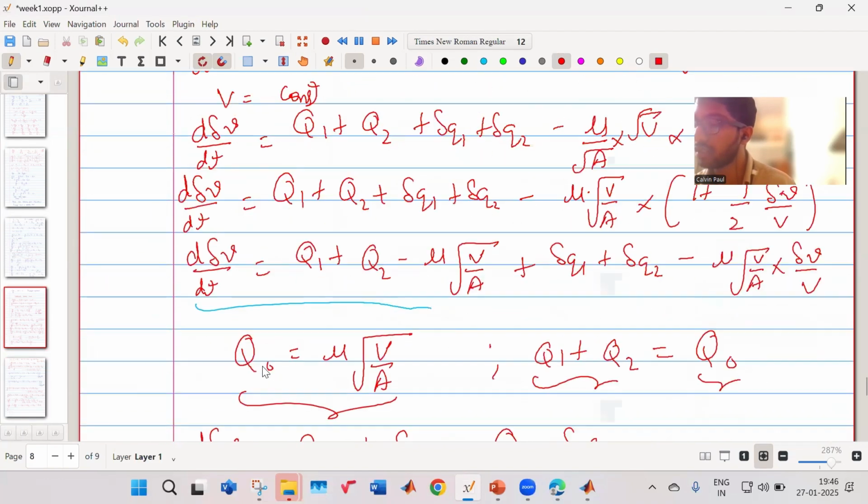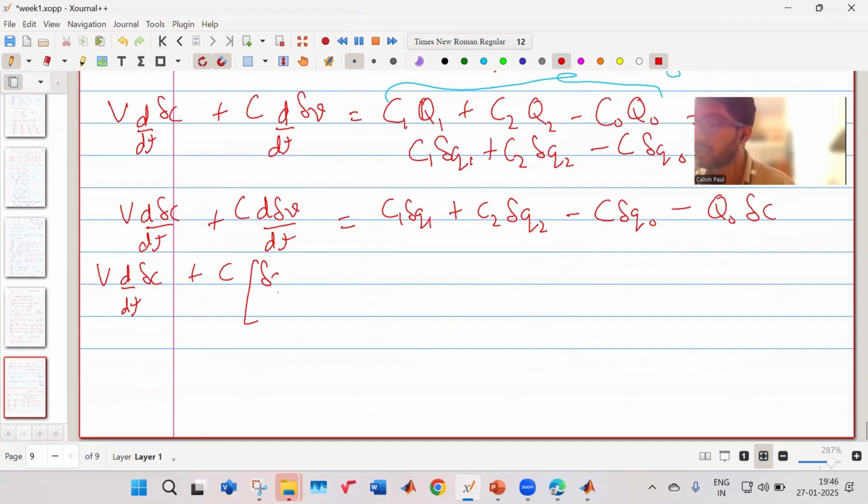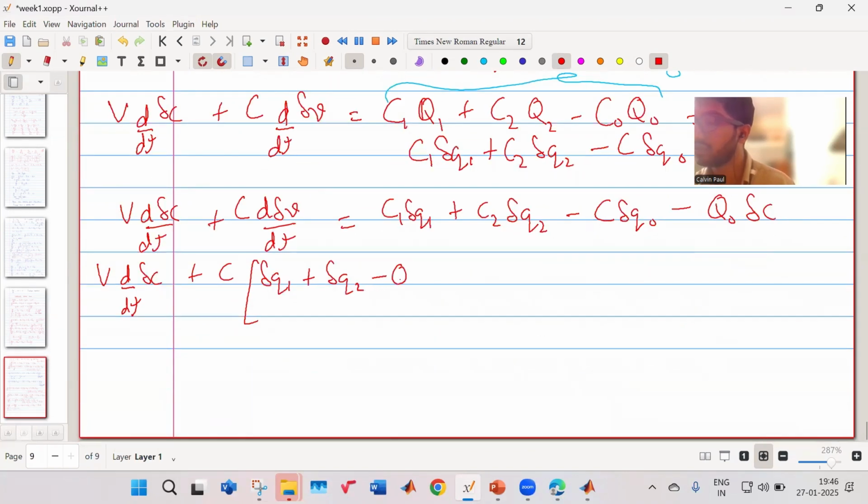what is this expression? Delta Q1 plus delta Q2, minus Q naught, into delta V upon capital V is equal to C1 delta Q1 plus C2 delta Q2 minus C into delta Q naught minus Q naught into delta C.